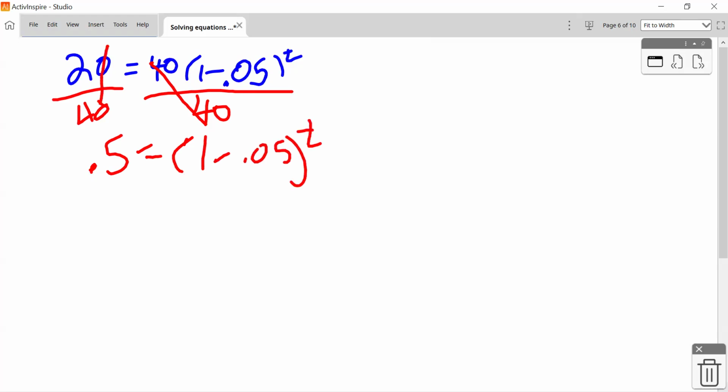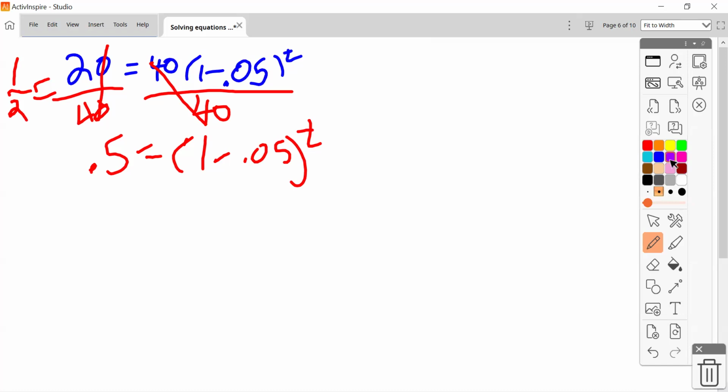If we simplify this fraction, cut the zeros off, you got 2/4, which simplifies to 1/2. So half-life makes sense. All right, so 0.5 equals (1 minus 0.05) to the T power. Simplify that. 0.5 equals 0.95 to the T power.